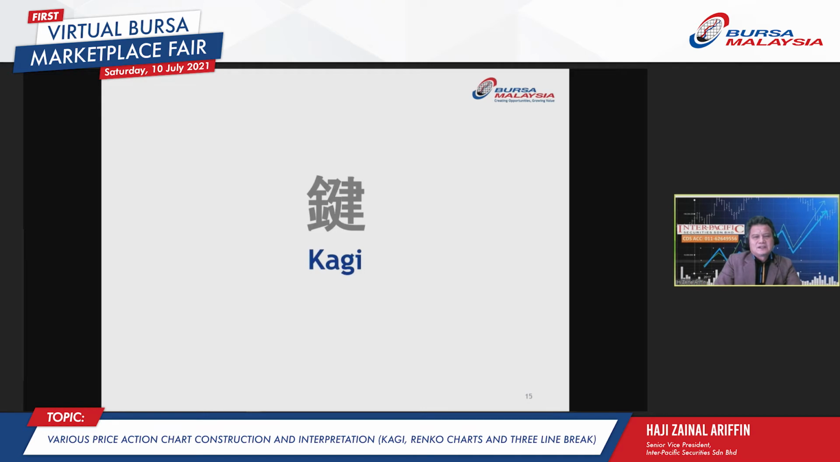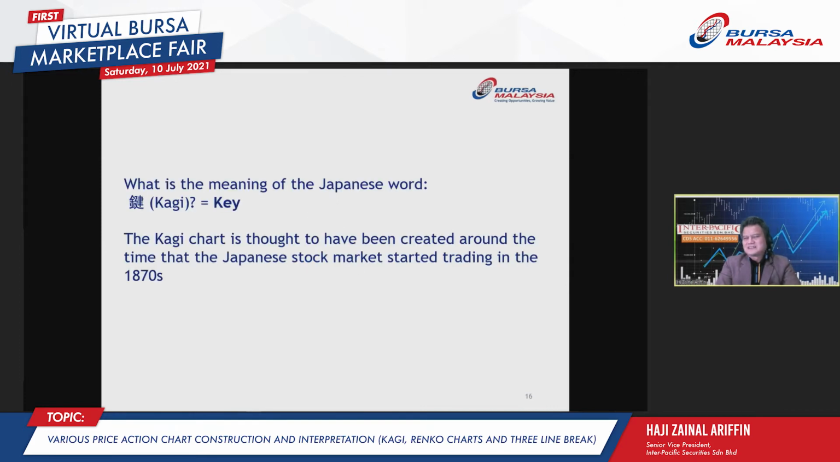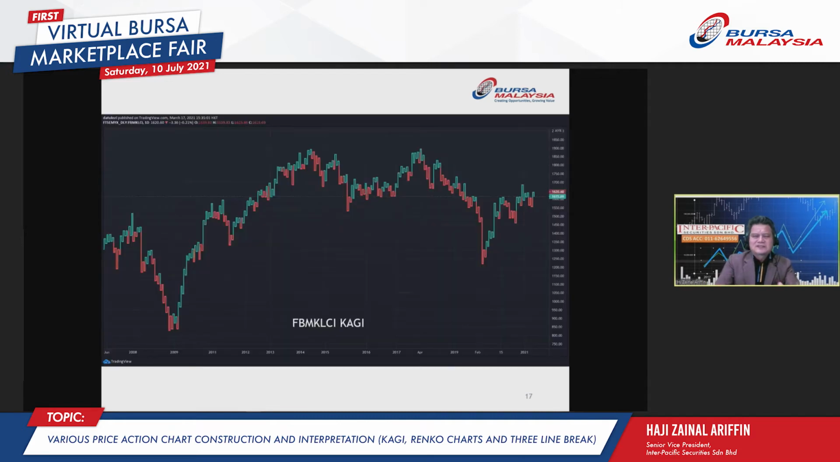Okay, Kagi. The first one that I want to share with all of you is Kagi. Kagi actually means key in Japanese, and as you see on the slide, it was used around the 1800s, in the 19th century. They used all of this Kagi. So this is how the Kagi looks like. Is it available in the chart?